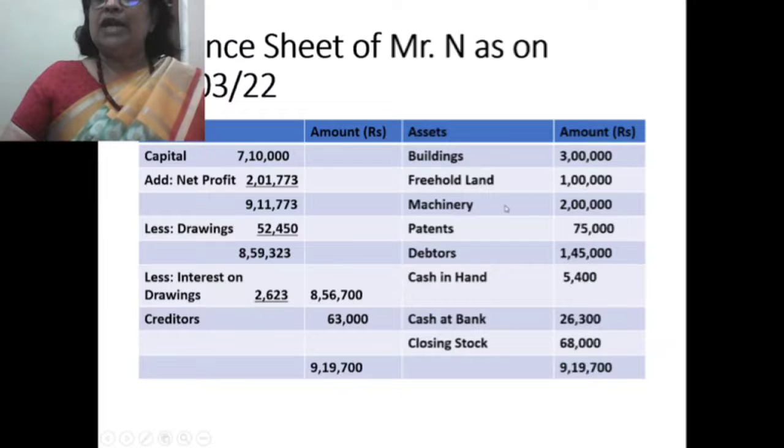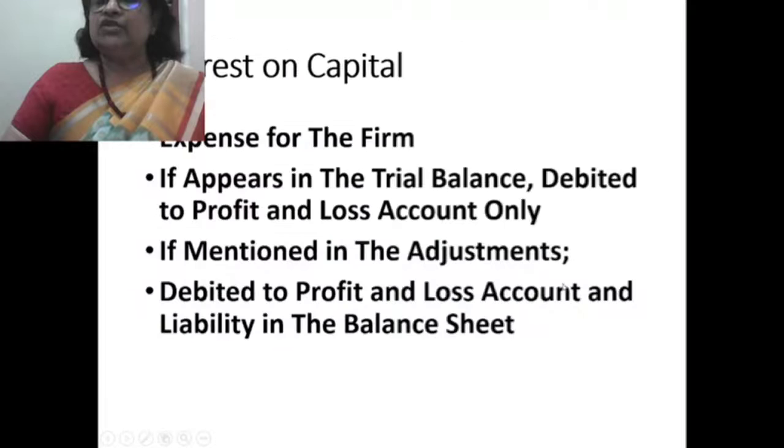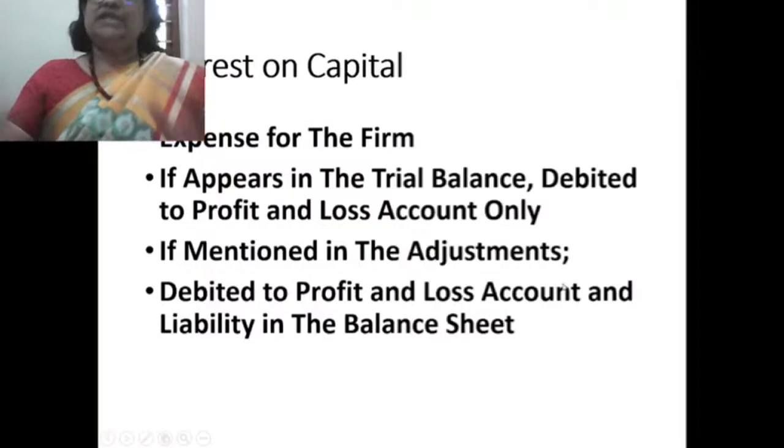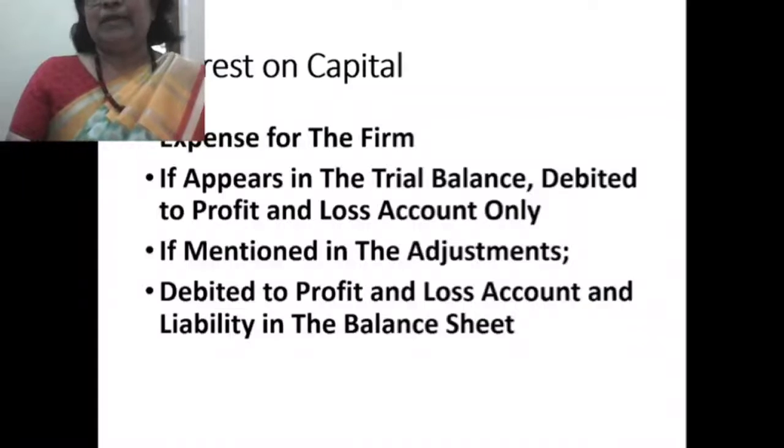Asset side: buildings 3 lakhs, freehold land 1 lakh, machinery 2 lakh, patent 75,000, debtors 1,45,000, cash in hand 5,400, cash at bank 26,300, closing stock 68,000. So total of the balance sheet 9,19,700.